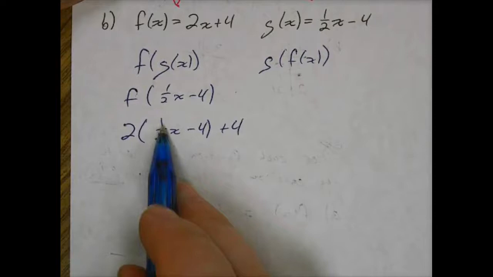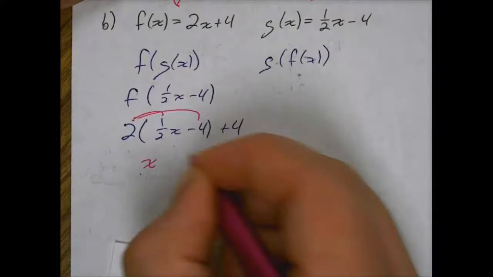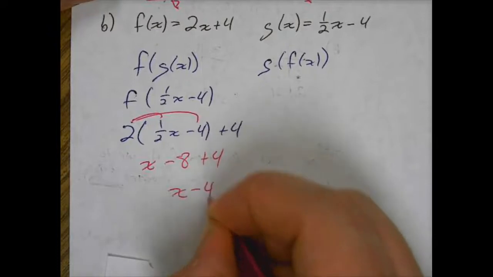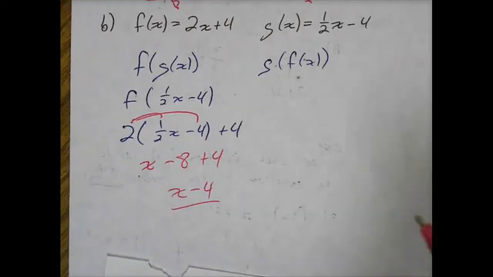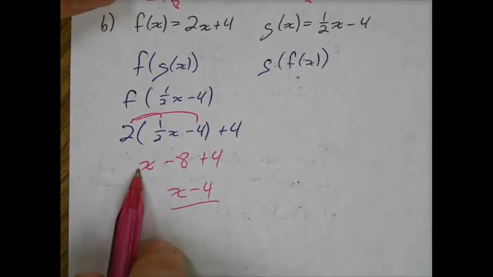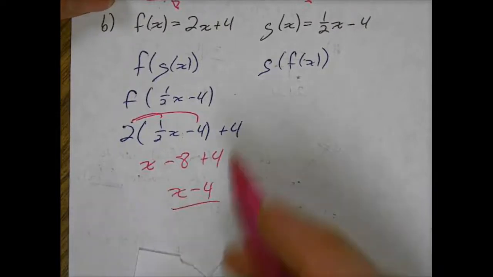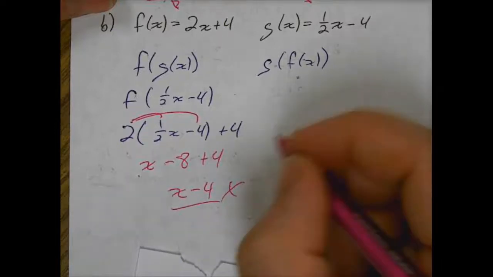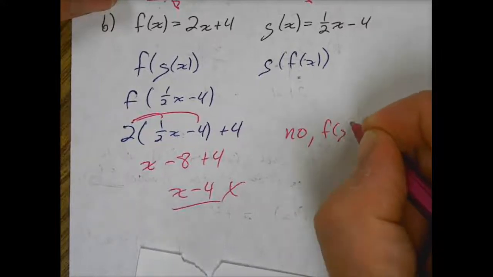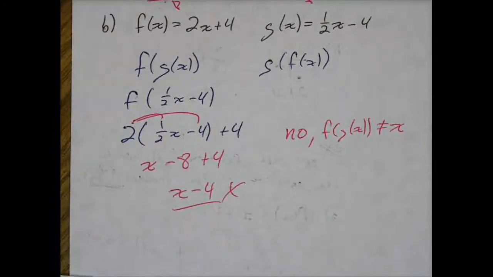So now I need to distribute this 2 throughout that. So 2 times 1/2 is x. 2 times negative 4 is negative 8 plus 4. Well, I'm left with x minus 4. So all that means is that I'm done. I'm pretty sure I've done my math right. I'll go back and check again. 2 times 1/2 is 1. Yep. 2 times negative 4 is negative 8. Yep. Negative 8 plus 4 is negative 4. Yep. So these are not inverse functions of each other. So you could say, no, they're not inverse functions of each other, because for sure, f of g of x does not equal x.